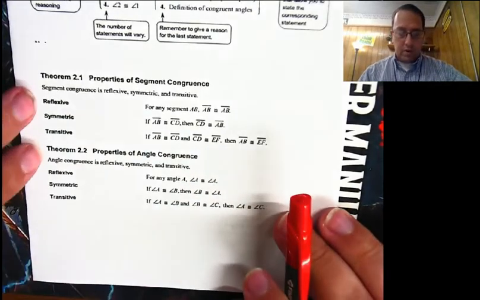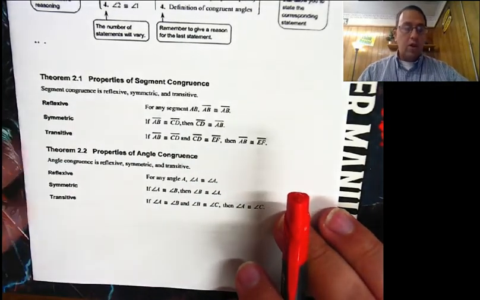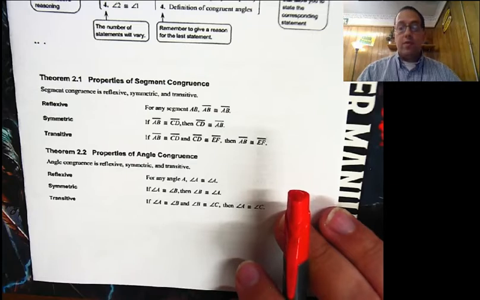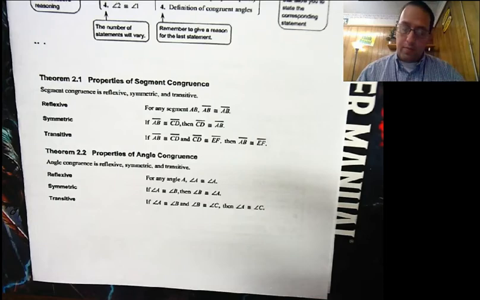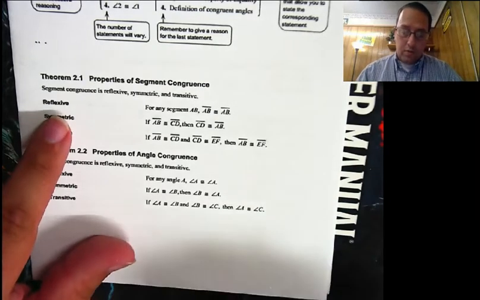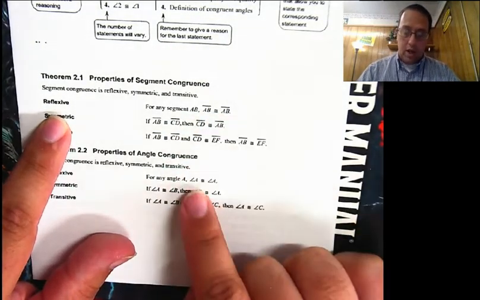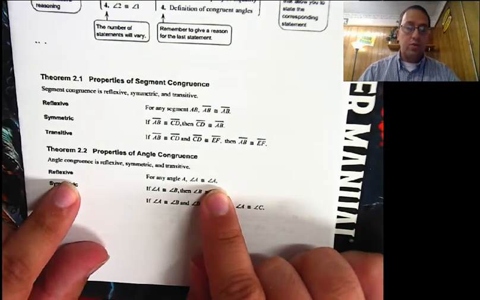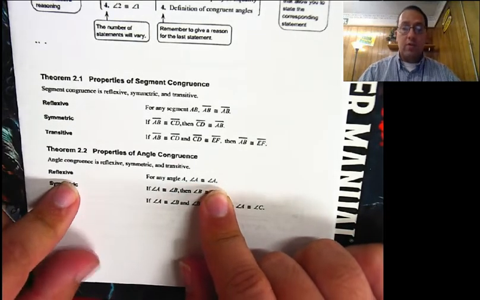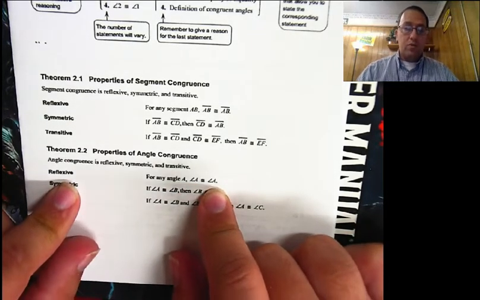If you notice, they're the same thing: reflexive, symmetric, and transitive, which is the same thing we talked about in the previous video with equality, right? We had the reflexive property of equality, symmetric property of equality, transitive property of equality. Here we're having the same things for segment congruence and angle congruence. So reflexive was saying that segment AB is congruent to segment AB, or angle A is congruent to angle A. It's congruent to itself. That's reflexive. You are the same shape as your reflection.